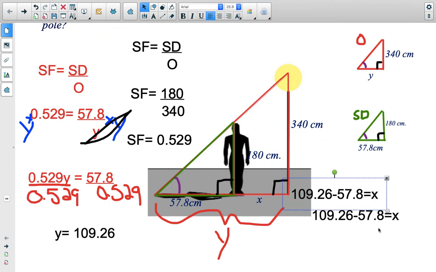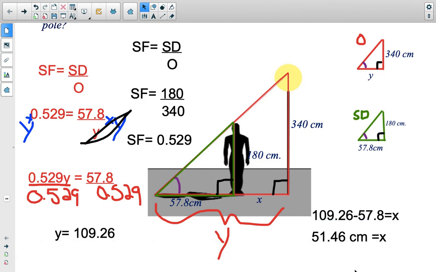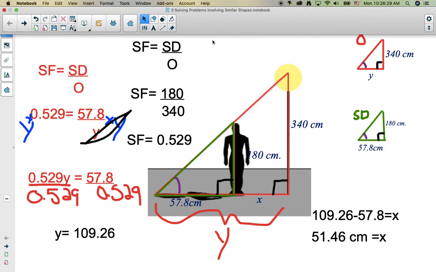So yes, a lot of steps, a lot of things you need to do. But this is basically what you've been working up to, getting answers to questions like this. So our answer is 51.46, and we were using units of centimeters, equals x. Okay, so that, my friends, is how we would find the answer to a complex question like this.